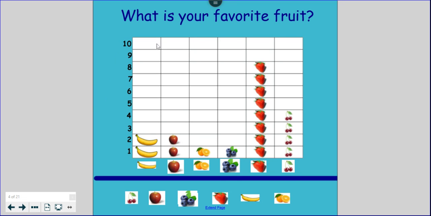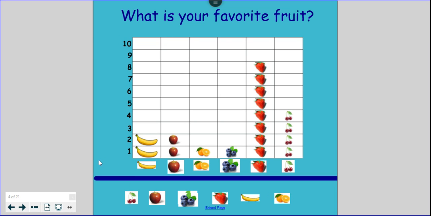All right, let's take a look at our favorite fruit graph again that we did while we were still at school. The other day, we noticed that bananas and apples were equal and oranges and blueberries were equal. Can you tell me which kind of fruit has the most? Which kind of fruit did the most friends choose as their favorite? That's right, strawberries. The most friends in our class chose strawberries as their favorite fruit.